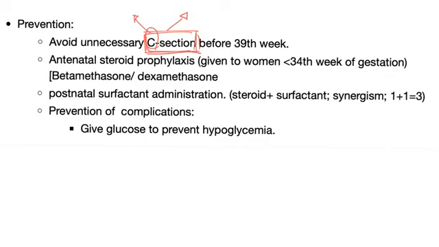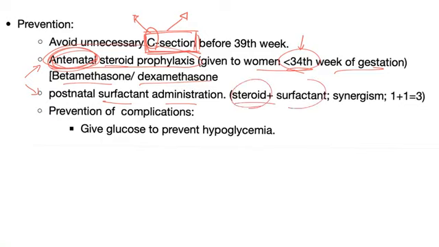Antenatal steroid prophylaxis. Steroid increases surfactant production. Antenatal, before childbirth, give steroid to mommy. Given to women before 34th week of gestation. Betamethasone or dexamethasone. Before 34, during the 34th, it doesn't matter. This was prenatal. Also, we have postnatal surfactant administration, and we administered it through the trachea. Give steroids plus surfactant, hashtag synergism. Synergism means 1 plus 1 equals 3, which is a mathematical insanity, but a pharmacological reality.